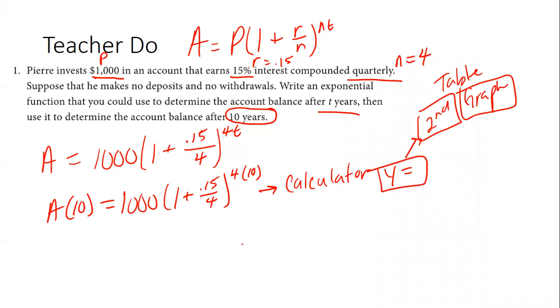Any questions, comments, or concerns? So we know A of t equals $4,360.38 is what his account has built.